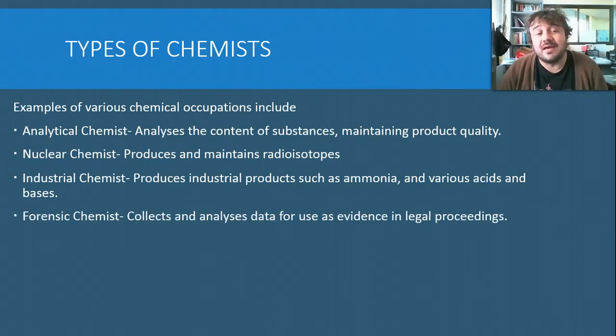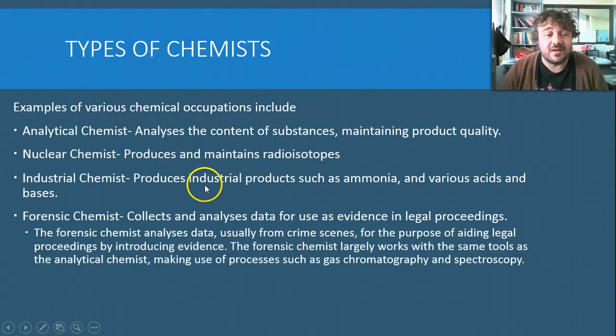Then you've got your forensic chemist. Now, your forensic chemist is actually an analytical chemist. So a forensic chemist will collect and analyze data to be useful in legal proceedings. Now, the forensic chemist, he or she, will analyze data, usually from a crime scene, to help with the prosecution case, or actually for the defense case as well. So they'll work for both sides. They're meant to be fairly unbiased.